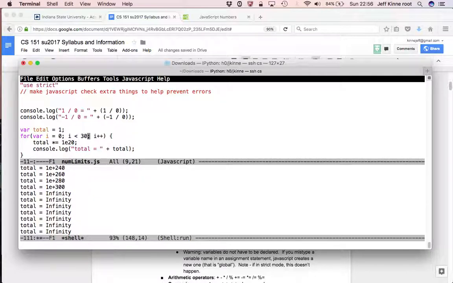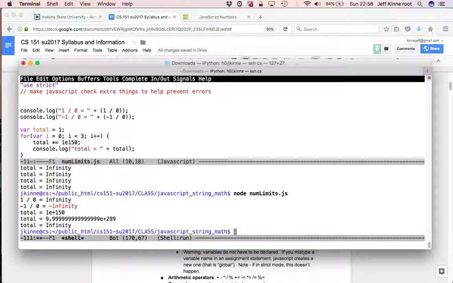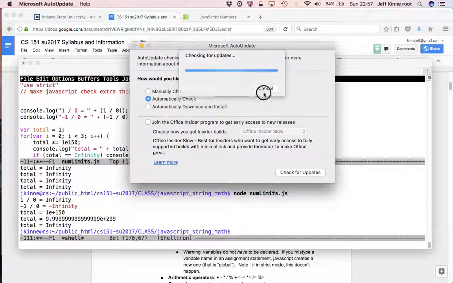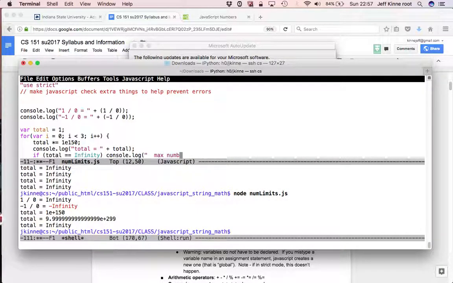If we want to make this printout smaller, we could probably multiply on 10 to the 150th. Okay, so there's infinity. And we could test here instead of, let's see, if total equal infinity, console.log overflow or max number reached.